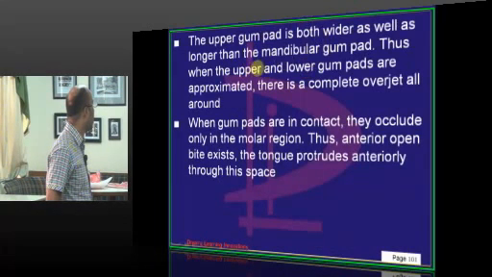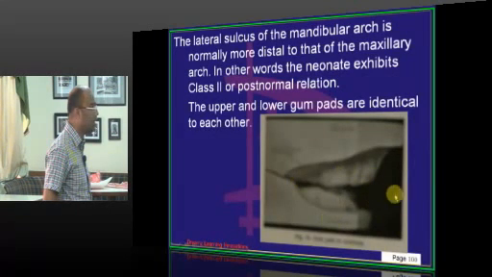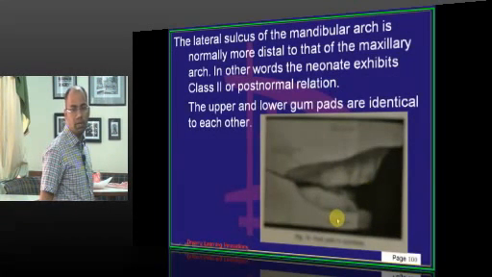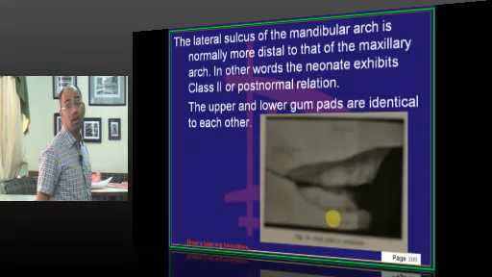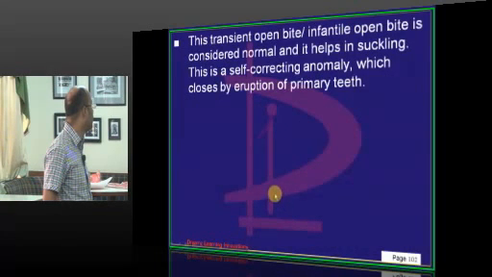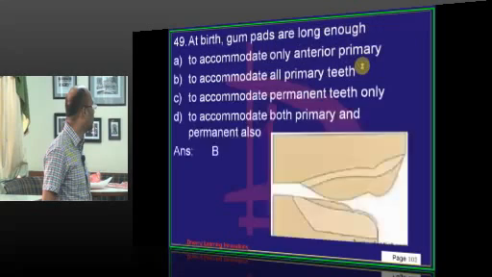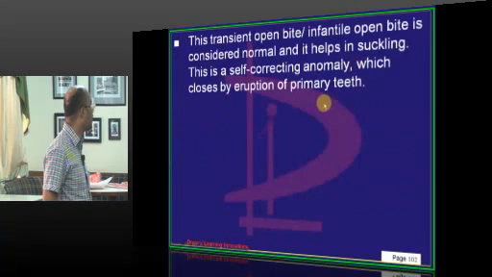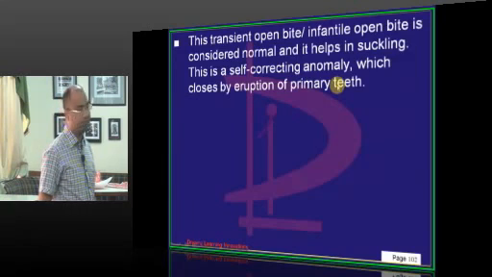And when the gum pads occlude upper and lower, you see a complete overjet all around, and there is an anterior open bite, isn't it? You see a complete overjet and an anterior open bite. Now this anterior open bite in the predentate period helps in suckling reflex and infantile swallow, which is absolutely normal, no treatment has to be done. So basically this is a transient, infantile open bite which helps in suckling, and all this closes by the eruption of the primary teeth.